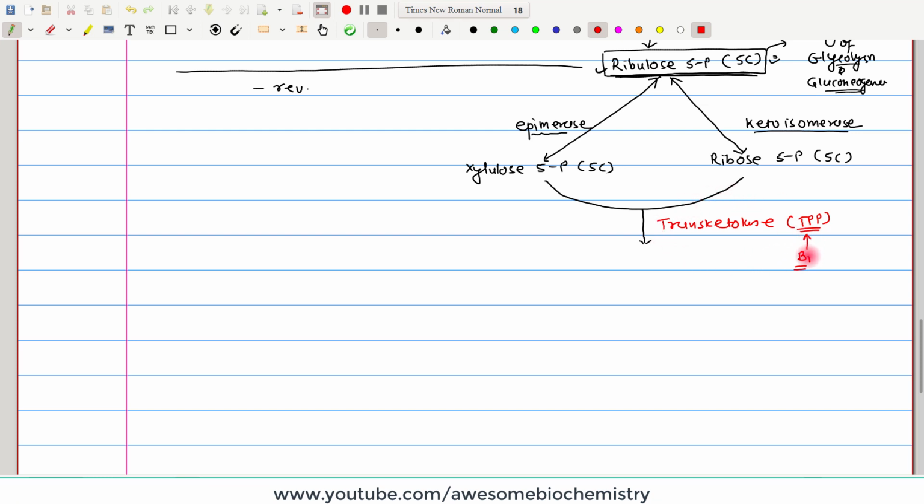Suppose in some patient you want to assess the nutritional status of vitamin B1. So at that time, rather than measuring vitamin B1 directly, what can we do? We can measure the activity of transketolase. Remember, transketolase activity is dependent on thiamine pyrophosphate. So if vitamin B1 is deficient, then transketolase activity will be decreased. So by that we can assess the nutritional status of vitamin B1.